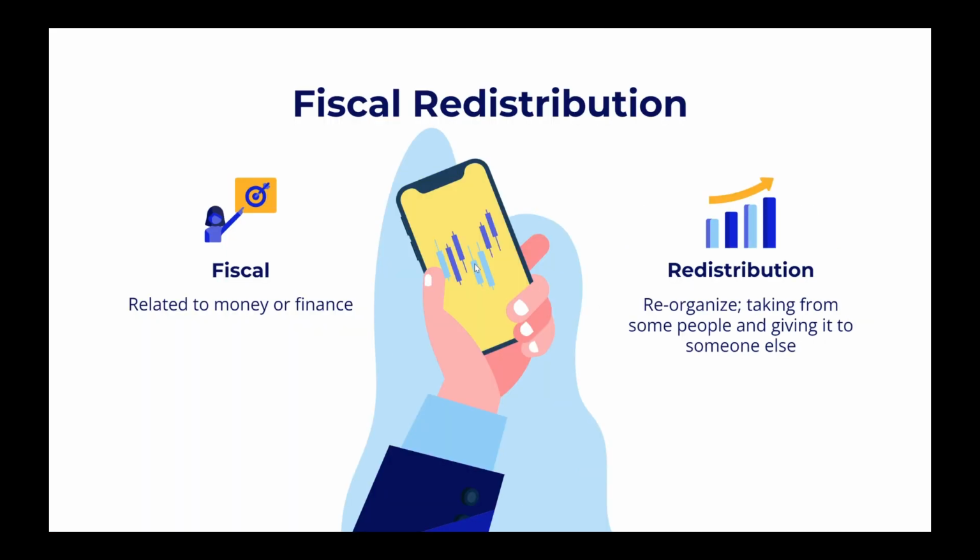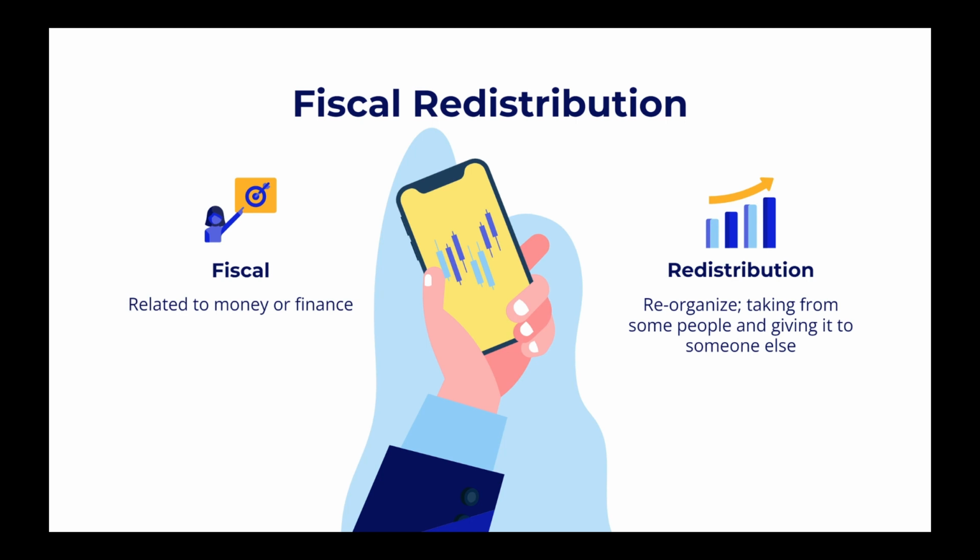Let's move on to fiscal redistribution. To better understand this, let's take the term apart. Fiscal means anything that's related to money or finance. Redistribution means to reorganize, aka taking something from some people and giving it to someone else. So when we put these two terms together, fiscal redistribution would mean taking money from some group of people and giving it to another group of people.